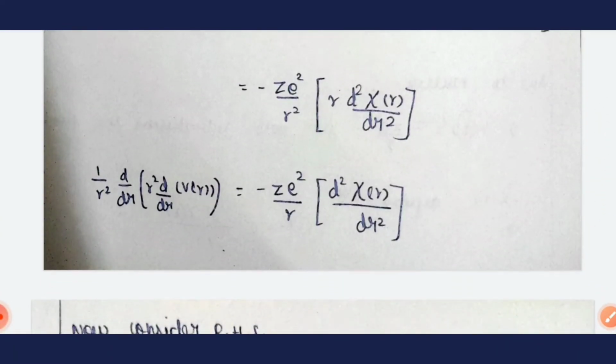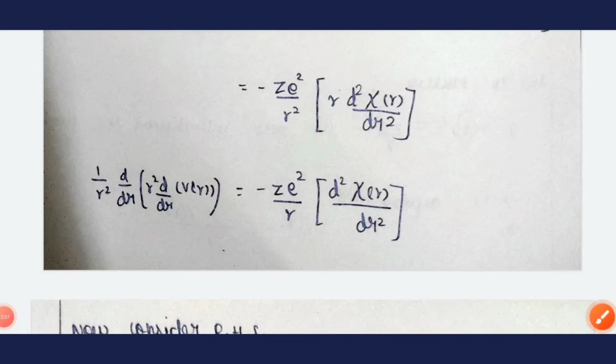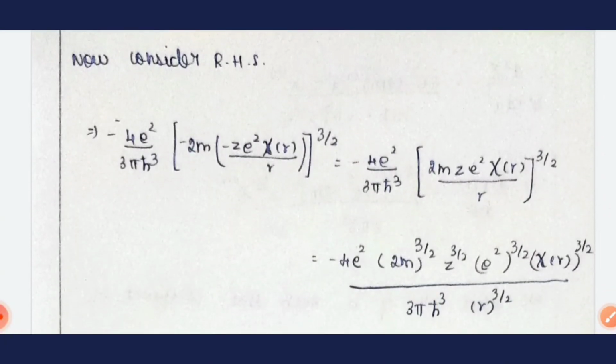So on simplifying the left hand side, the term we will be having is minus z e square divided by r into d square chi of r divided by dr square. Now consider the right hand side term. In the right hand side we have this term.